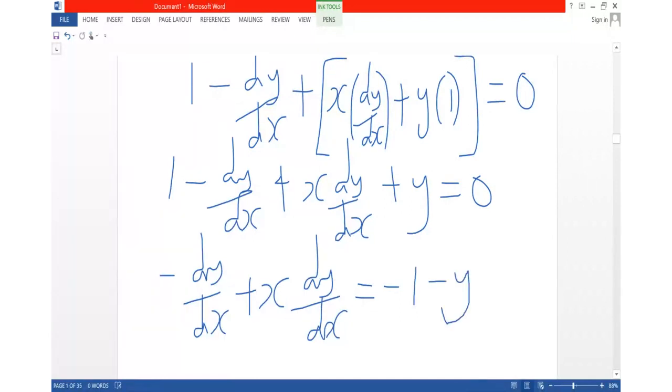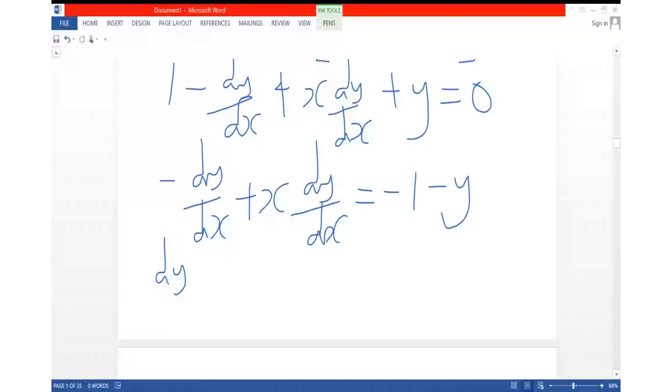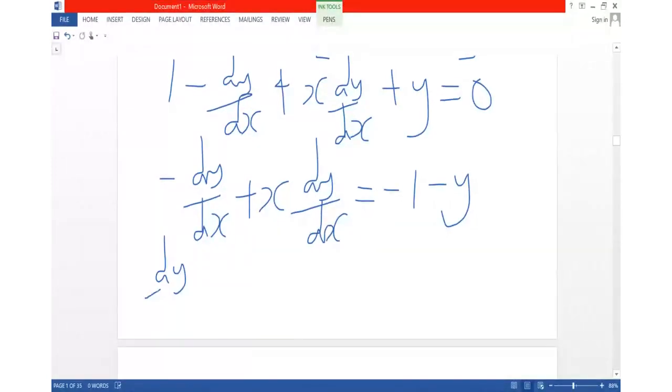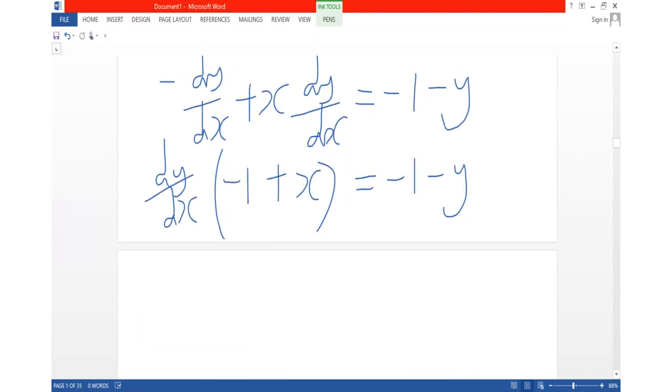Then I'll have to do some factorization here. dy/dx. Factorizing here, I will only remain with negative 1 plus x, equal to negative 1 minus y. So here dy/dx will be given by this one. I divide both sides by this function, so dy/dx is negative 1 minus y all over negative 1 plus x.